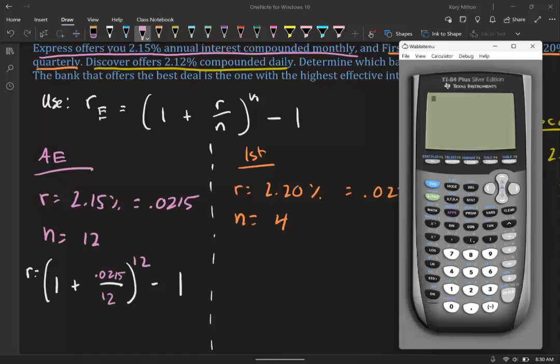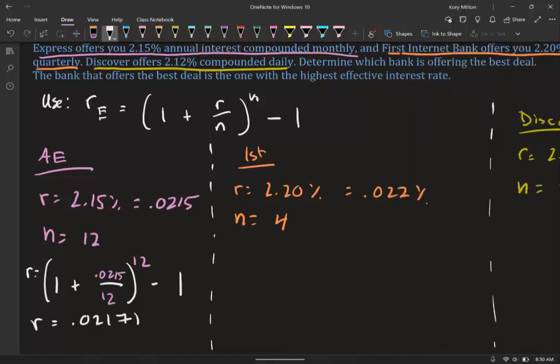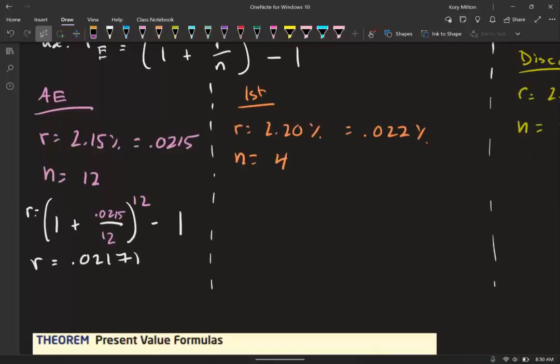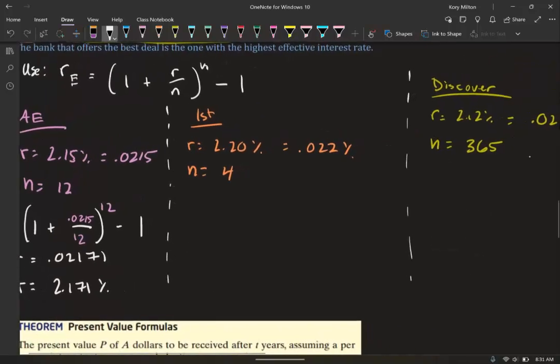We have parentheses 1 plus. Now if you have a new calculator, you're going to hit alpha, y equals, enter. We have 0.0215 over n, which is 12. Close out those parentheses. It has to the power of 12. And then all minus 1. And we get 0.021713135. So if our rate is 0.02171, that means our rate as a percentage is 2.171%. Now we have to do them for each and every single one of them.